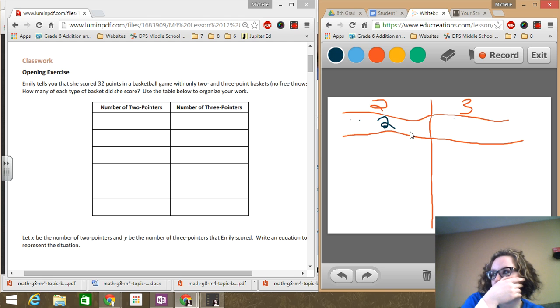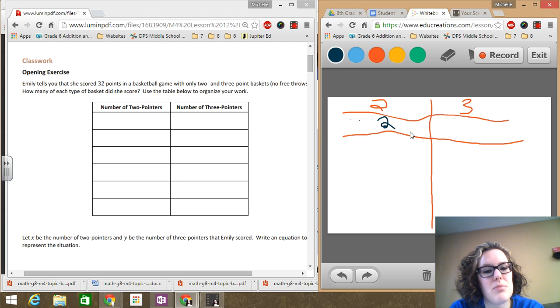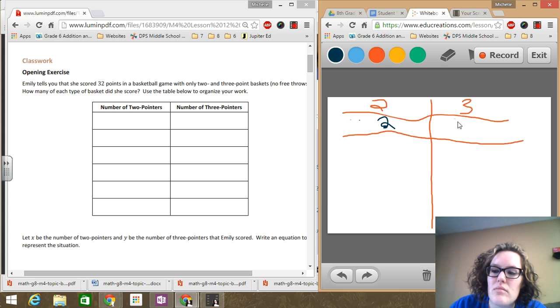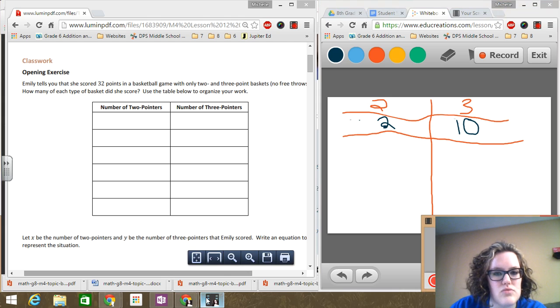Well, in my mind, I'm going, okay, 32 points take away 2, that's 30. And if I have 3-point baskets, how many of those 3-pointers would I need to add up to 30? And that would be 10. So there's my number. I have 10 3-point baskets and 2 2-point baskets. No, that is not right.